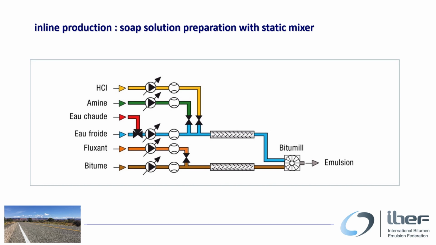First, let's talk about inline process for mixing of hydrochloric acid, emulsifier and water, main components of cationic emulsion. All the chemicals are mixed in one single pipe with a static mixer and directly sent to the mill for emulsion manufacture with the bitumen. Each dosing line is equipped with transfer pumps and flow meters. On this slide, you can see the two main parameters for emulsion process: chemical reaction with precise dosage and the mechanical shearing with the mill.